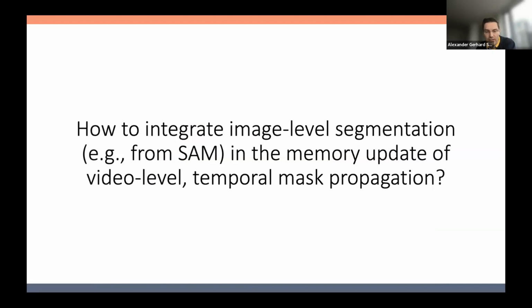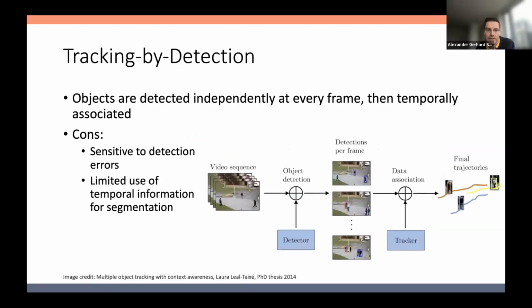Now, one step forward, how do we want to integrate this image-level segmentation, for instance, from methods like SAM, into these memory updates of video-level or temporal mask propagation? And that's the second question that I want to briefly dive into. Classical approaches that use tracking by detection often detect the objects independently at every frame, and then temporally associate them. Obviously, we could do something similar, which is to process and use the memory independently per frame, and then combine the results at the output.